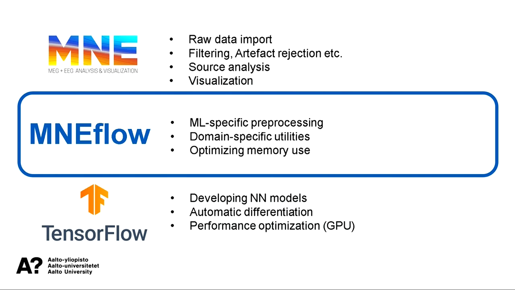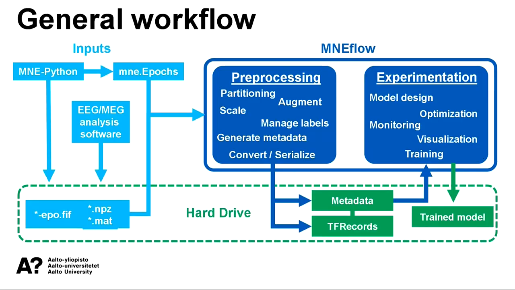As the name suggests, we're standing on the shoulders of two giants. First, MNE is a software package for analysis of EEG and MEG. It provides basically these features. And TensorFlow is, of course, a well-known framework for neural networks and deep learning. Our idea was to provide an interface to bridge the pipeline of MNE and TensorFlow so that it's intuitive and less error-prone. So we implemented some basic utilities for machine learning-specific pre-processing of MEG data and EEG data as well, and domain-specific utilities like leave-one-subject-out cross-validation, for example, because we focus mostly on intra-subject studies, and optimizing memory use and disk space.